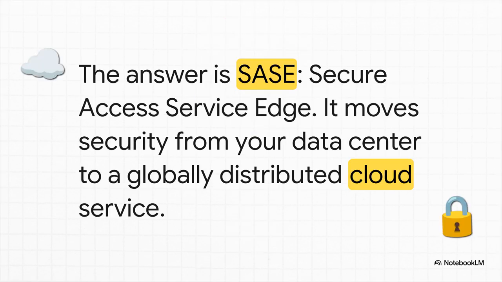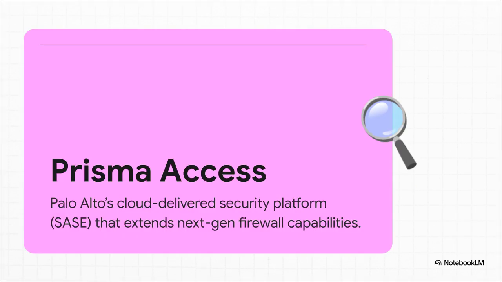And the answer to that huge challenge is this concept called SASE, which stands for Secure Access Service Edge. Really, all it means is we're moving our security perimeter, our castle walls, out of the physical data center and into a big distributed cloud service. Now, when we're talking about SASE in the Palo Alto universe, we're really talking about one specific thing. And that one thing is Prisma Access.